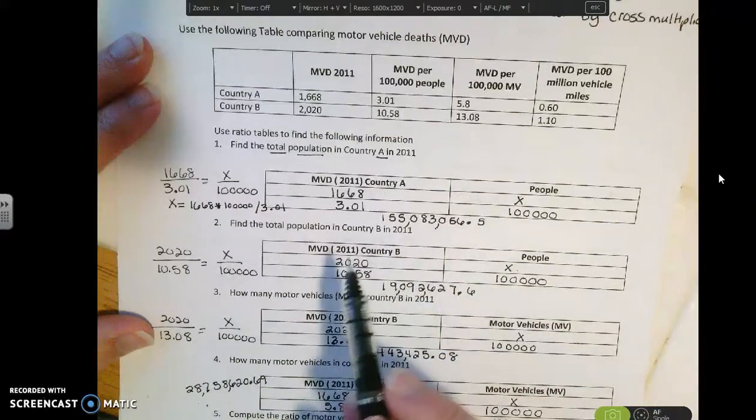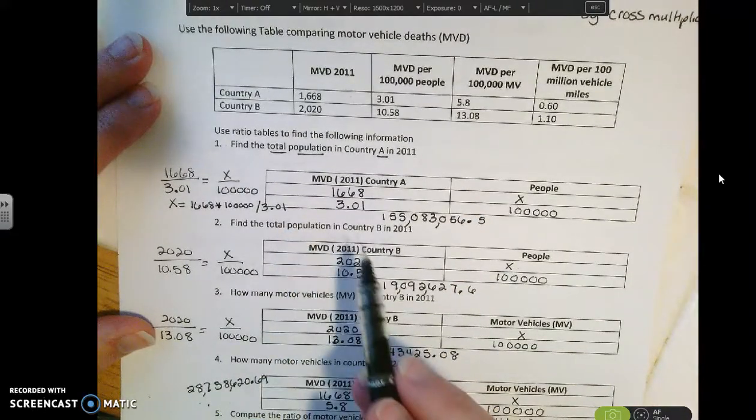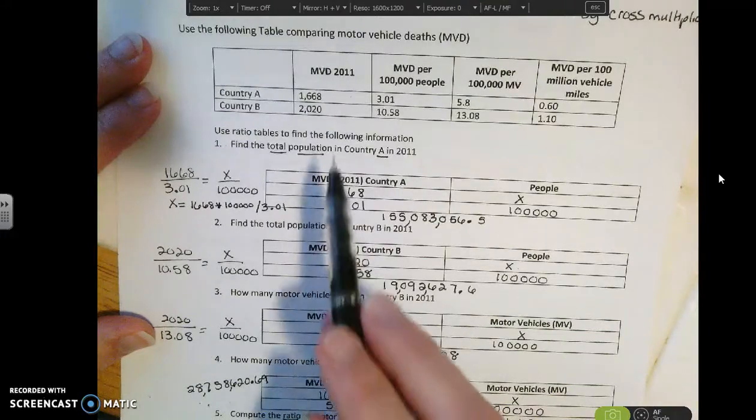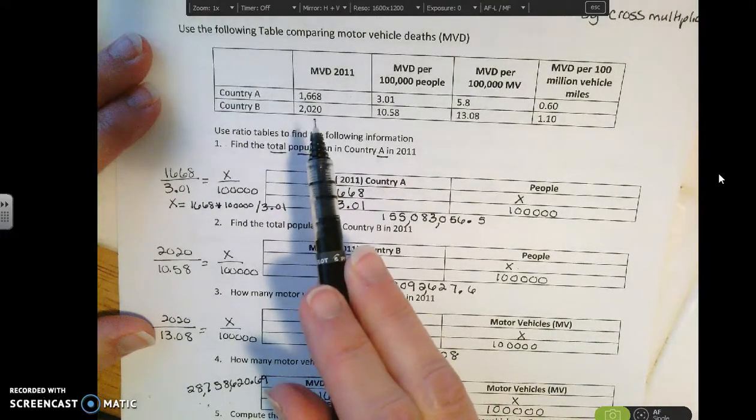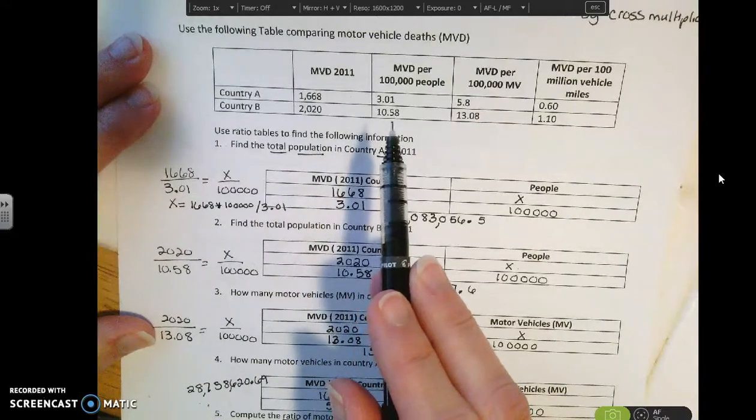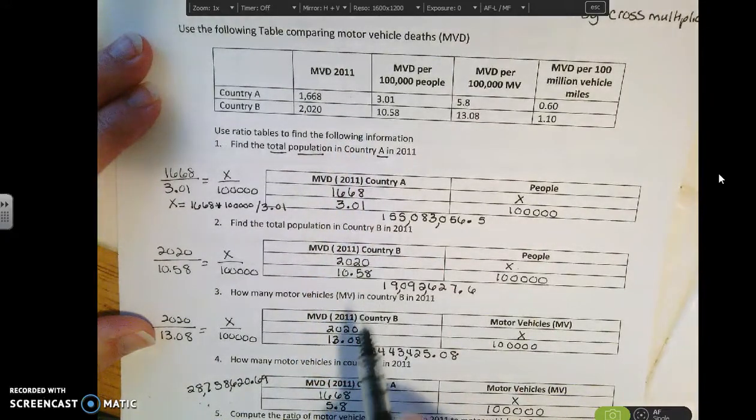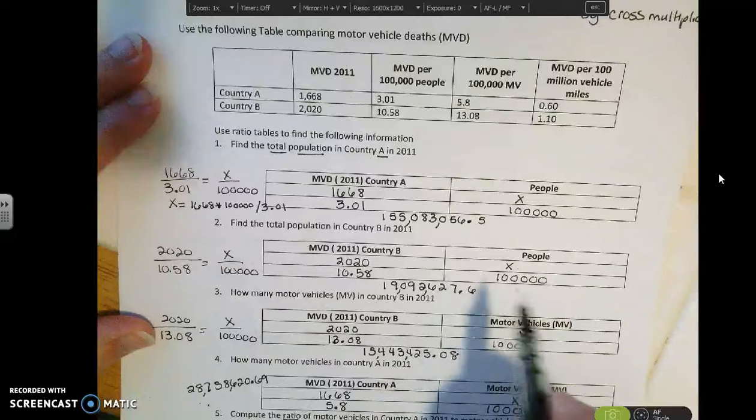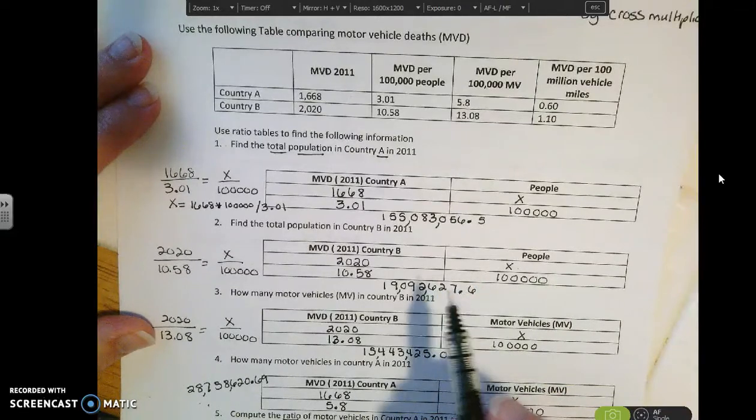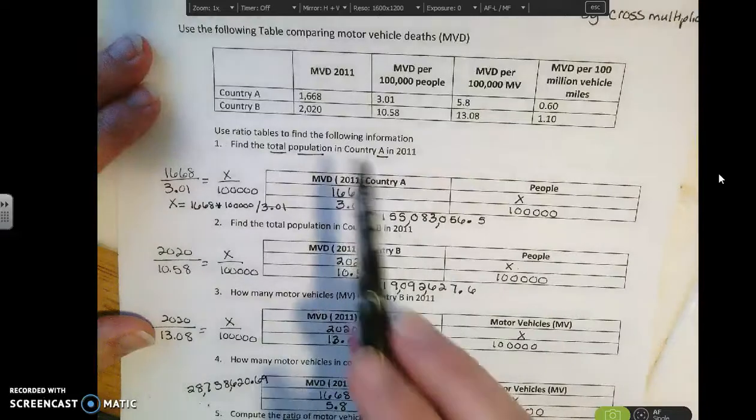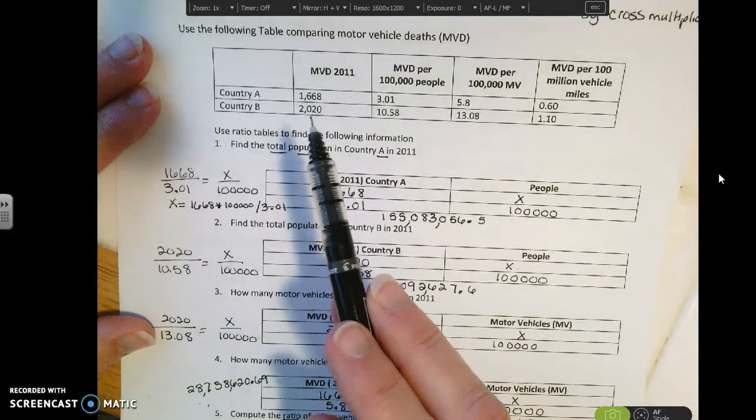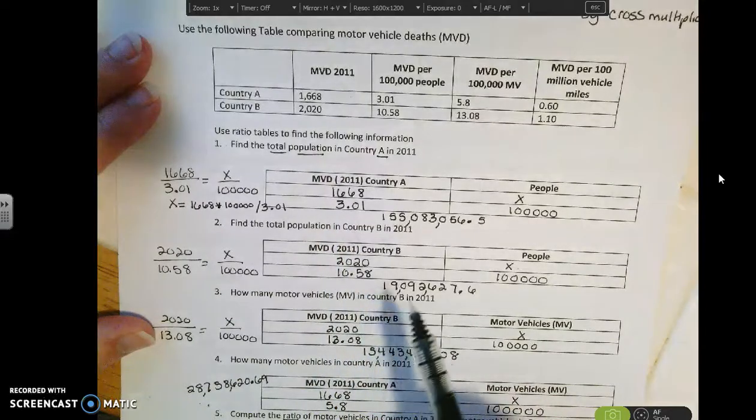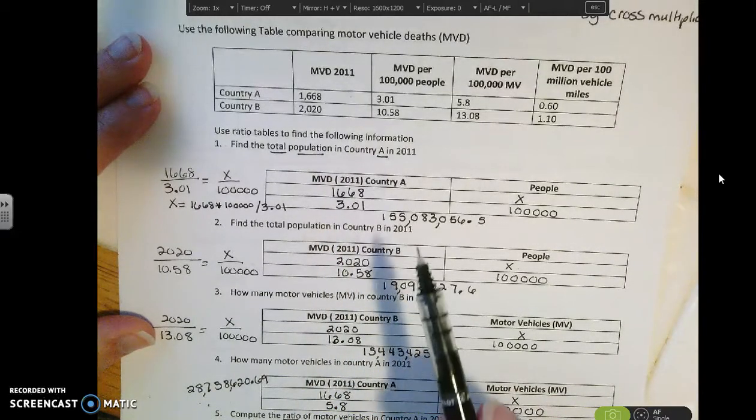I'm going to do the same thing for country B, so I want total population again in country B. So I'm using the 2020 because that's country B's motor vehicle deaths, and the 10.58 is country B's people. So we're setting that one up, and in country B they end up with 19,092,627.6 people. So it's just showing you that country B, even though it has a higher number of motor vehicle deaths, the population is actually lower than country A.